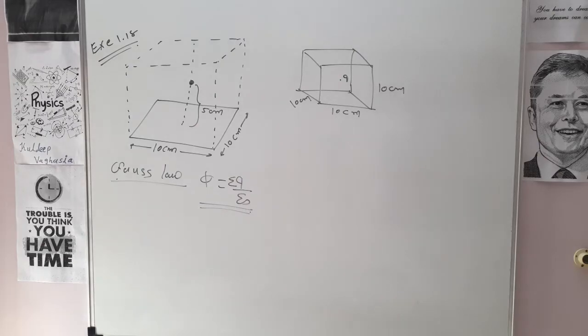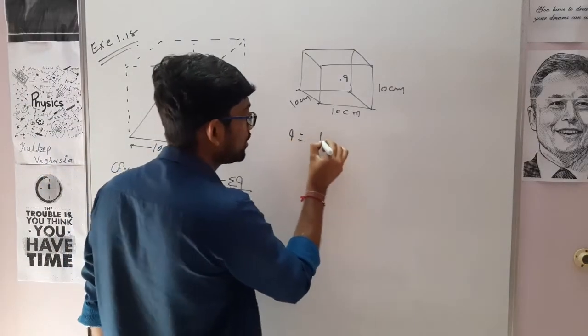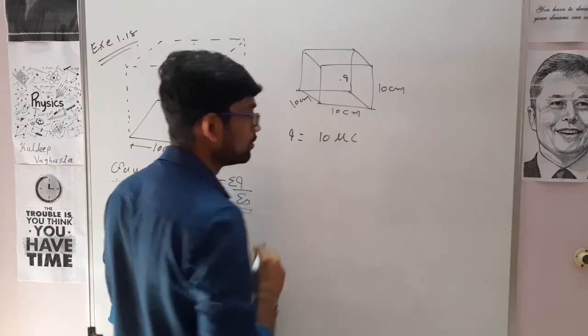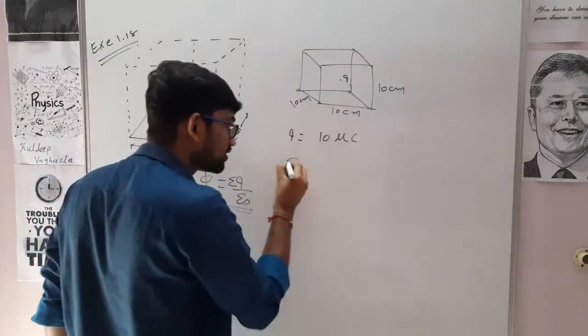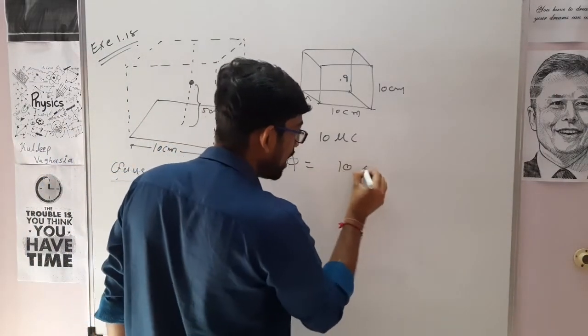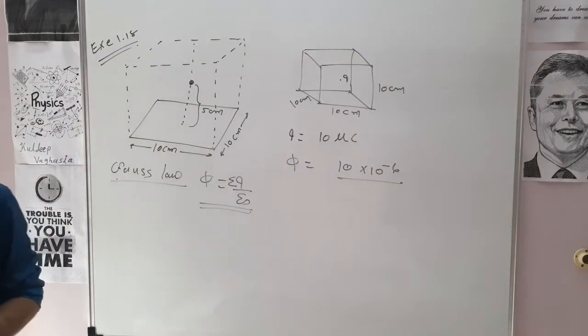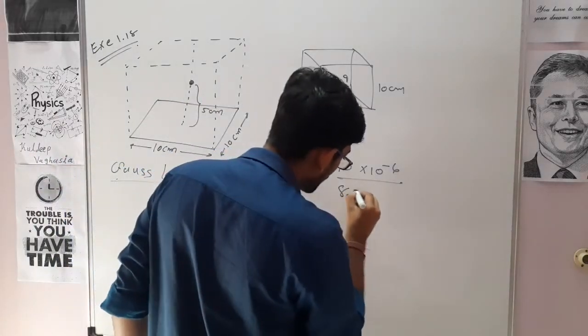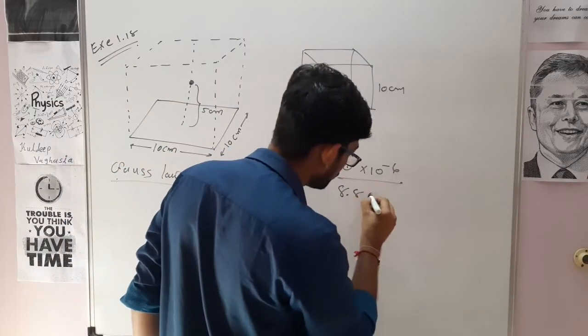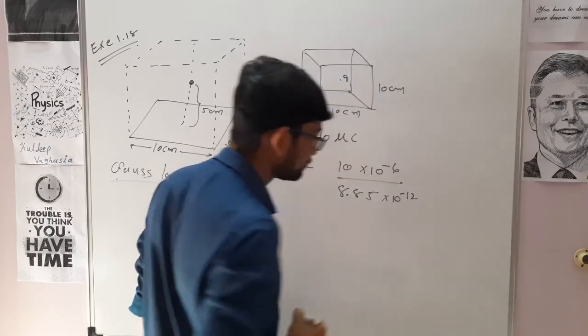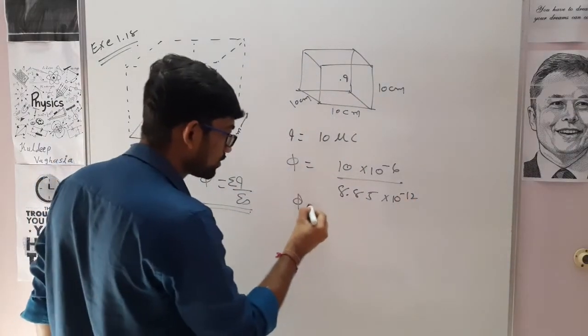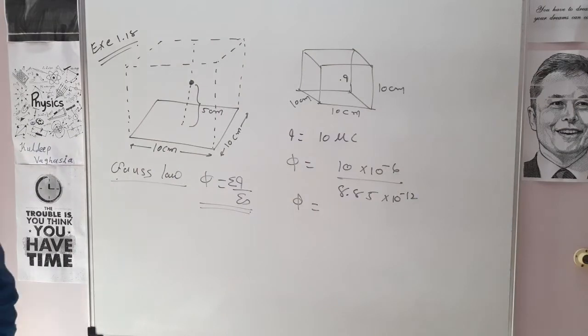So total charge is given, that is 10 microcoulomb. So charge is 10 microcoulomb. Okay, so flux is nothing but 10 to the power minus 5 upon epsilon naught, and epsilon naught is 8.85 into 10 to the power minus 12. Done. This is the flux. So if we divide these things, then your answer comes out to be something.